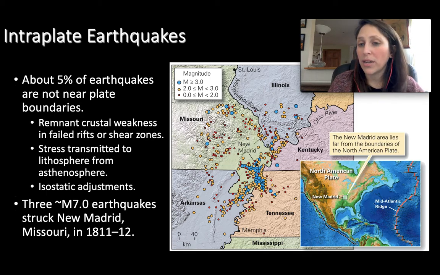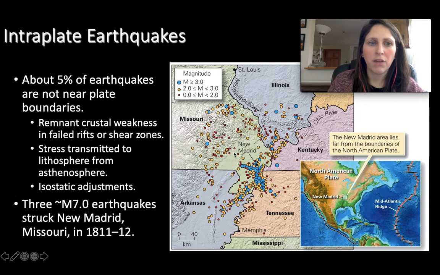At one point in time, this area was experiencing rifting, right, which created a weak zone in the crust. Maybe there are some normal faults, ancient faults, in this area. Now, there's really no plate boundary even close to this area, but faults are being felt because of this zone of weakness in the crust. So these earthquakes do happen, not at plate boundaries, but they're a lot rarer, about 5% of the earthquakes.